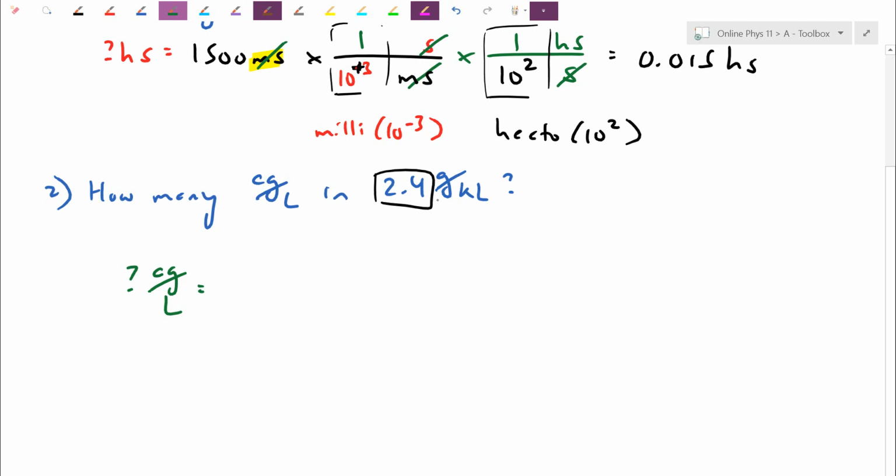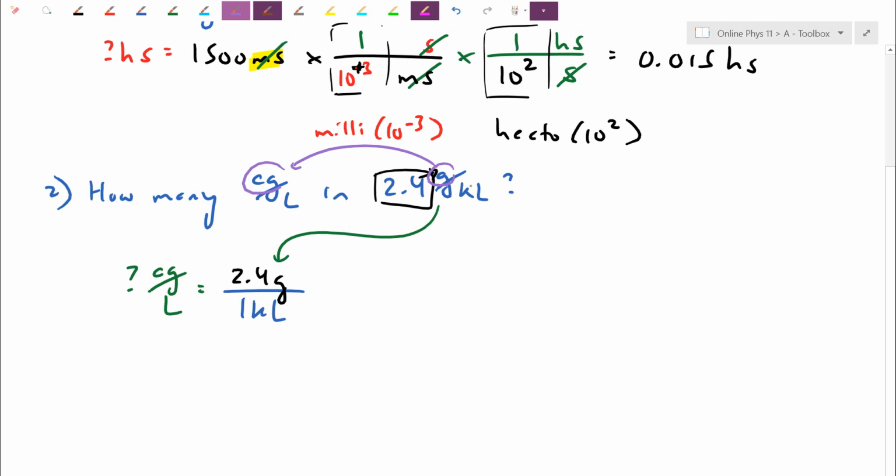Because I have a fraction of the unit, I want you to write out that fraction explicitly. The 2.4 goes with the top unit. 2.4 grams, when you say per kiloliter, what you mean is all over 1 kiloliter. And once you have it as a fraction, it's not as hard for you to track for yourself.